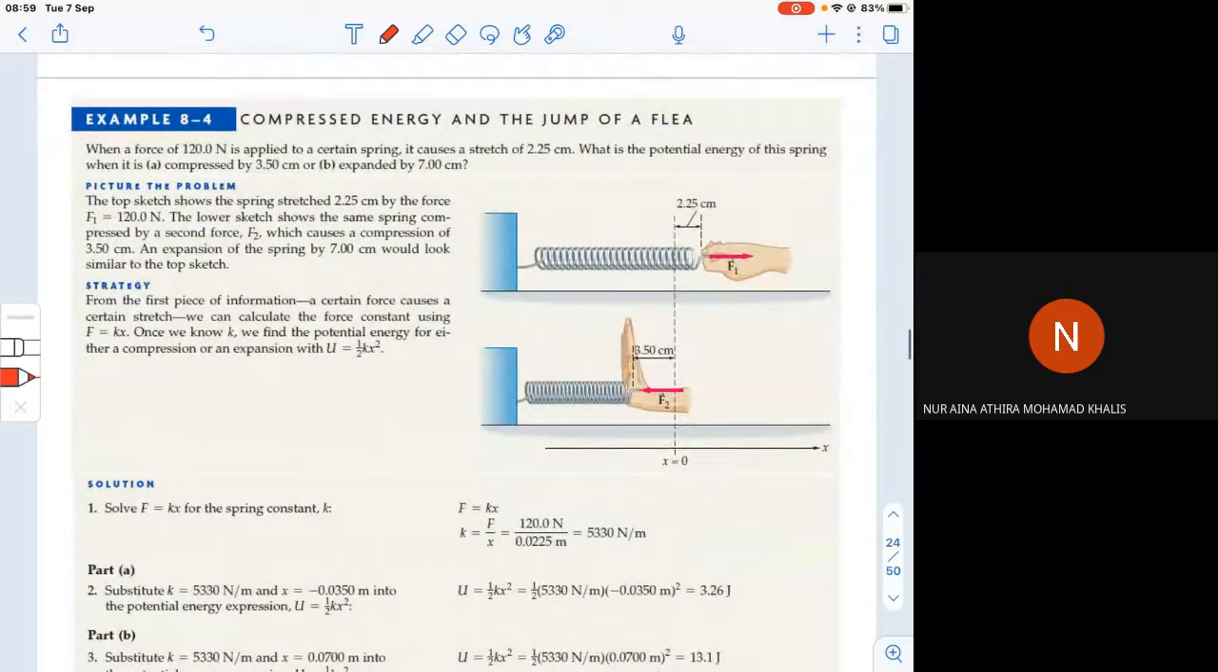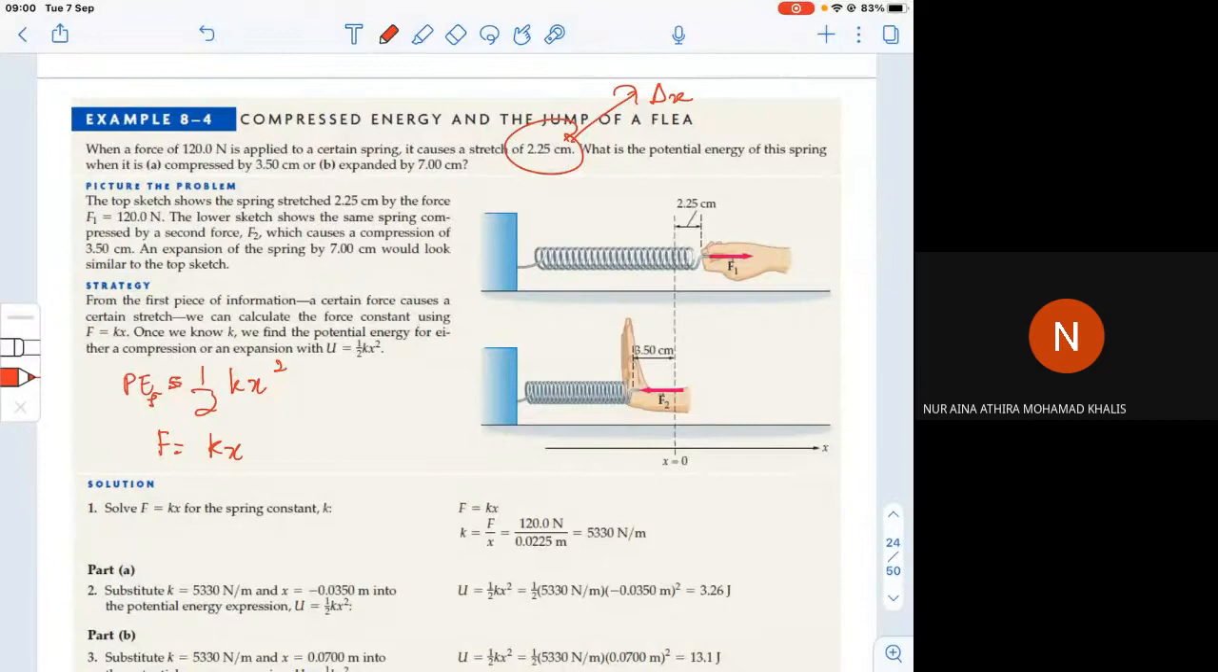So look at how they get the values. When a force of 120 Newton is applied to a certain spring, it causes a stretch of 2.25 centimeters. This is delta x. Remember when you deal with a spring, it's not just about potential energy, because the potential energy of the spring is half kx squared, and you should also know Hooke's law, F equals kx. We must always relate half kx squared and F equals kx.